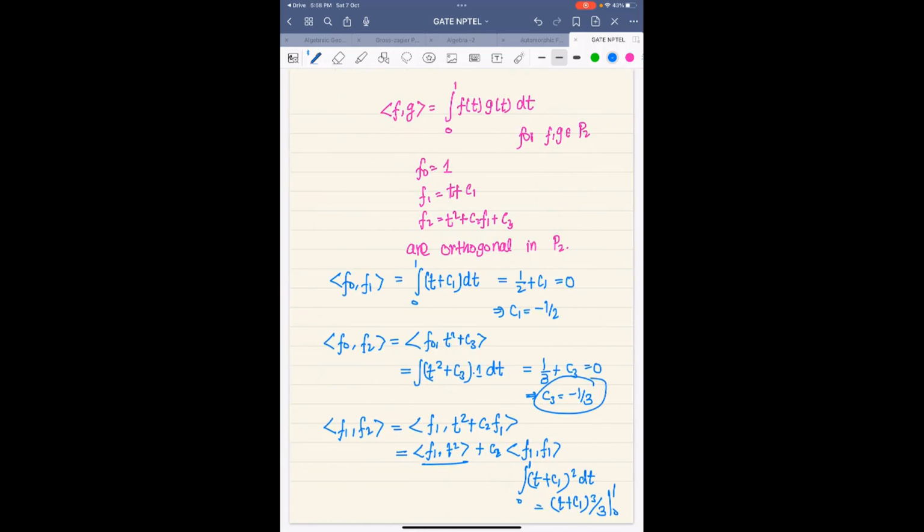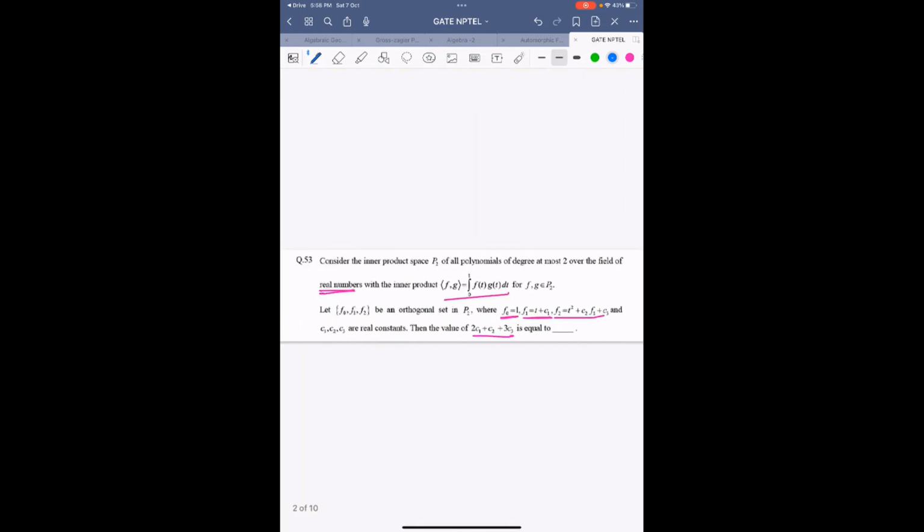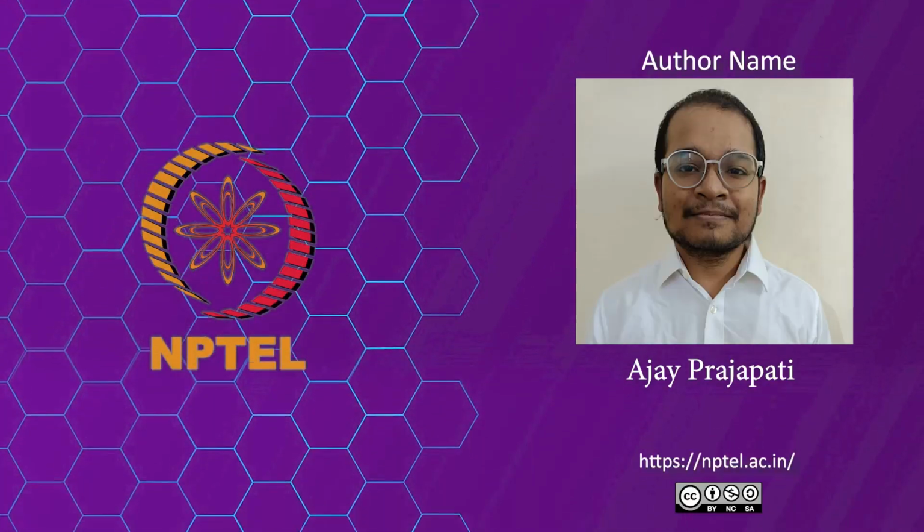So c3 is equal to minus 1 by 3. So what's the sum of 2c1 plus c2 plus 3c3? This is equal to minus 3.